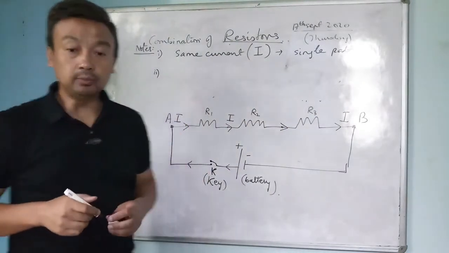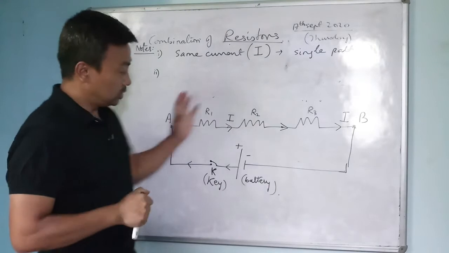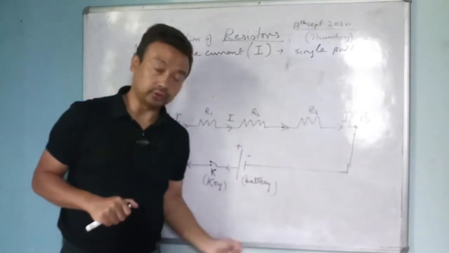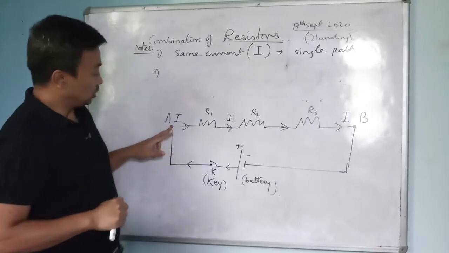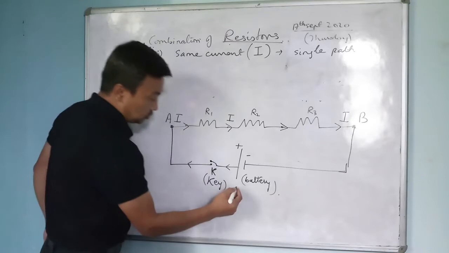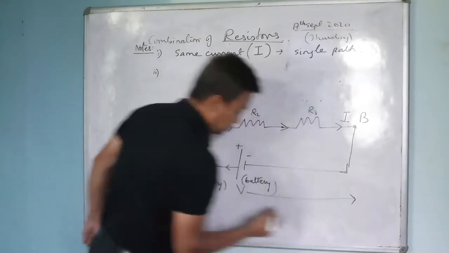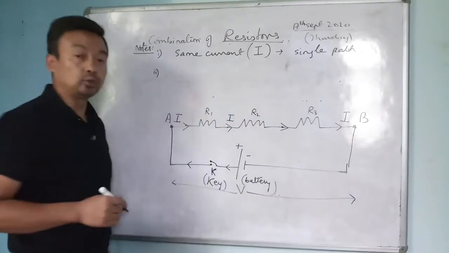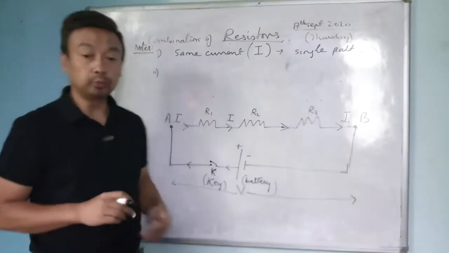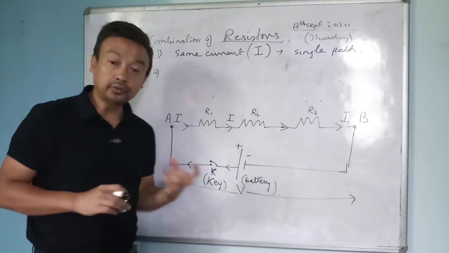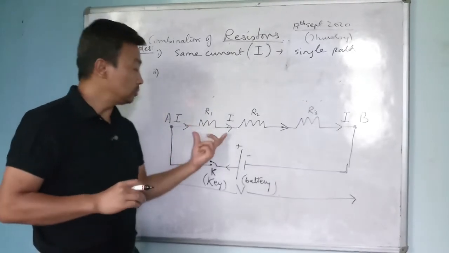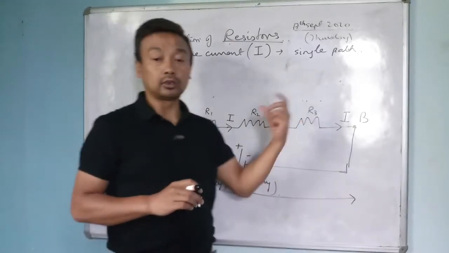Now the second point is that if you take the total potential difference of the entire circuit, that means the potential difference across the circuit will be V. Suppose this is the total potential difference of the entire circuit, and we observe that this potential difference of the entire circuit will be equal to the sum of the potential difference across each resistor.